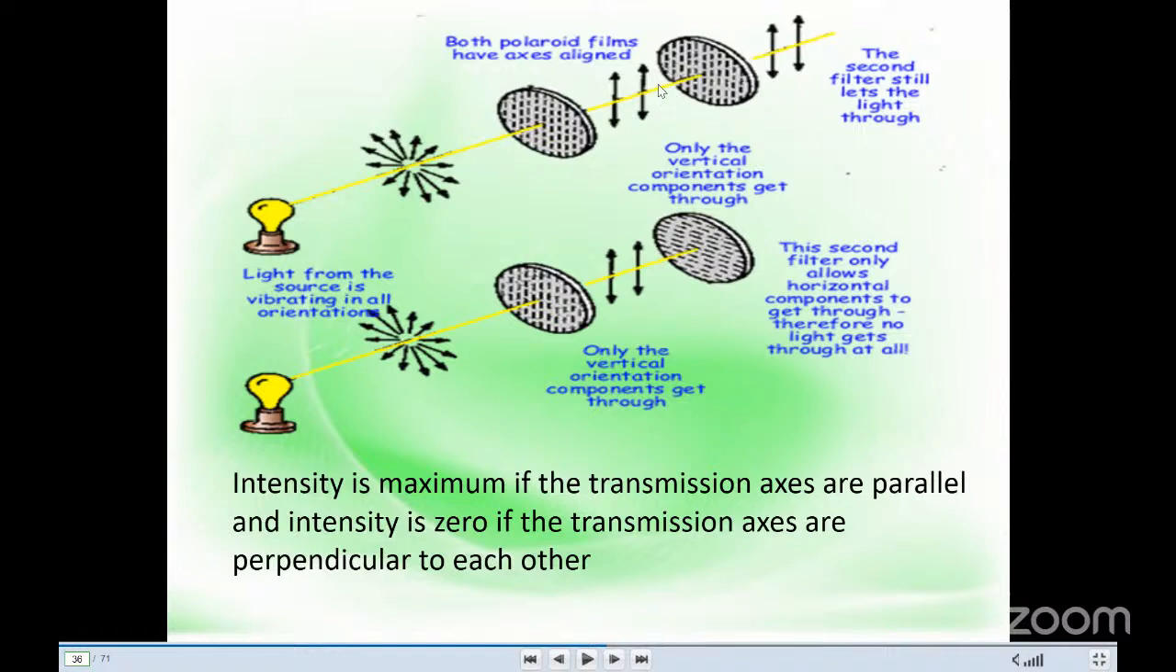Okay. So the intensity of the unpolarized light will be reduced. Whereas in the second figure, polarizer and analyzer both are perpendicular to each other. Then no light of the unpolarized light will be emerging out through this polaroid.